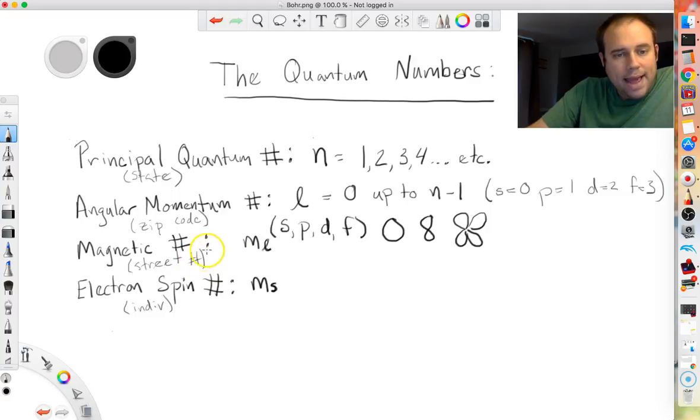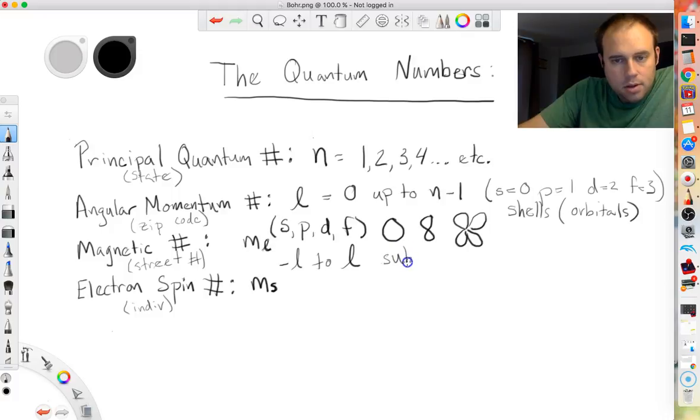So the magnetic number, m sub l, can range from negative l to positive l. Okay, so whatever l is, if you decide l is 2, then your values can be negative 2, negative 1, 0, 1, and 2. And this really represents, if these represented the shells up here, or we can call these the orbitals, because that's the proper name, right? If l represents the orbitals, then m sub l represents the suborbitals.